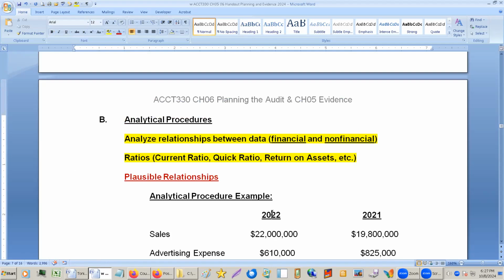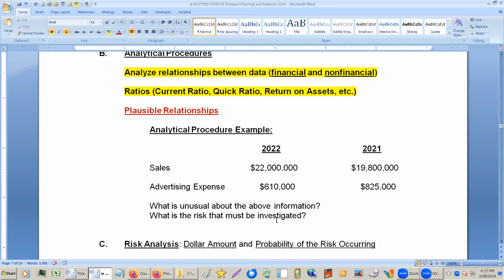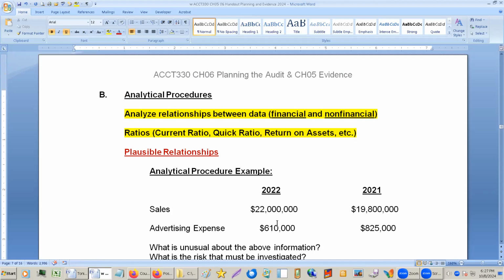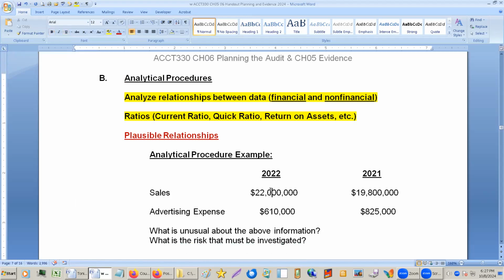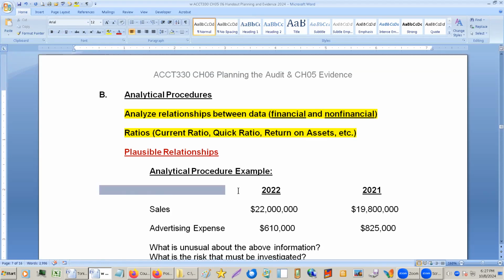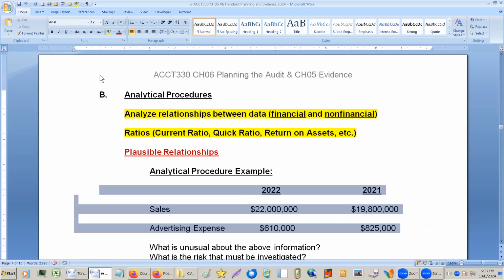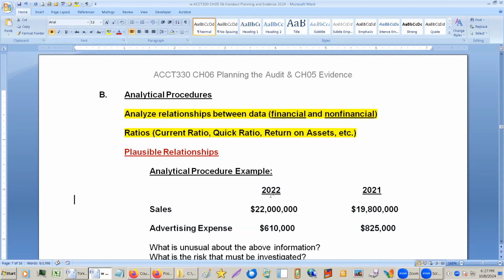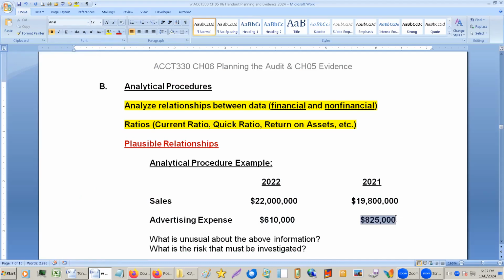Okay, I've got to update this handout. This handout's old. 2022, 2021. That's when I was born. Okay, so let's take a look at these two years. We had 2022 and 2021. In 2021, the sales were 19,800. The advertising expense was 825,000. In 2022, the sales jumped up to 22 million, and the advertising expense was 610,000.